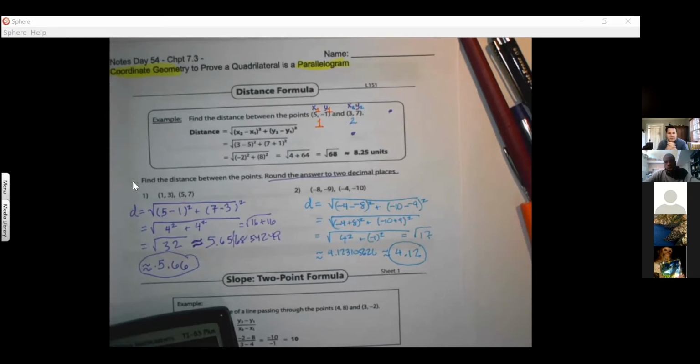Okay, any questions on doing the distance formula? I know this is, quote unquote, review. I'm sure you've forgotten a lot about it. It's been a while since you've done these. But this particular element is really algebra. Then we'll do the slope, which is also algebra. And then I'll show you how we're going to apply this in geometry.